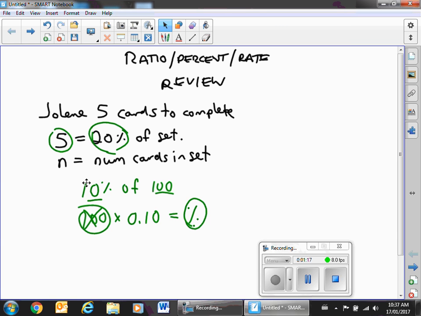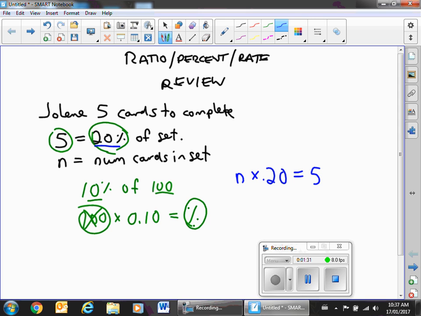So it's going to look like this. We're going to have n times 20%, so 0.20, equals 5. Now we just have a basic algebra problem, so all we have to do is get n by itself. If we divide this side by 0.20 and divide this side by 0.20, these cancel out. 5 divided by 0.20 is 25.